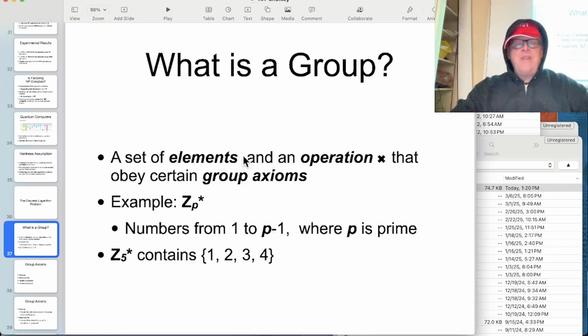So, a group. You have a set of elements and an operation. This is a generalization of things like RSA. RSA is more specific. This is the more general mathematical structure underlying all public key encryption. You define a group. Now, a group is a set of elements and an operation, and this Z_P star is the numbers from 1 to P minus 1. So Z star 5 is the set 1, 2, 3, and 4, an easy group to understand.